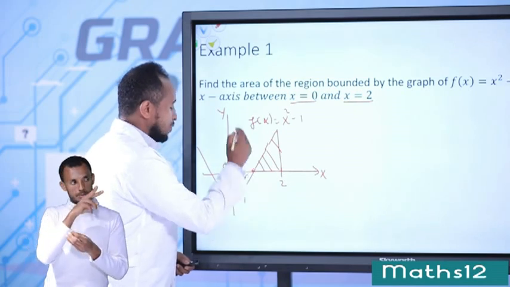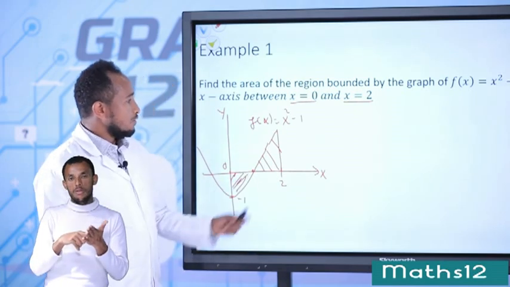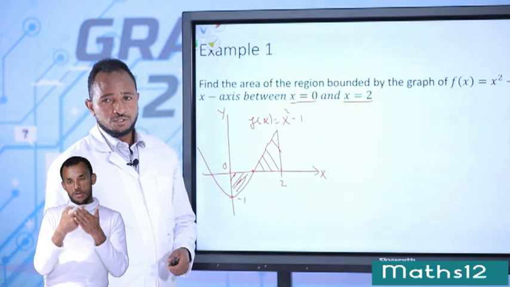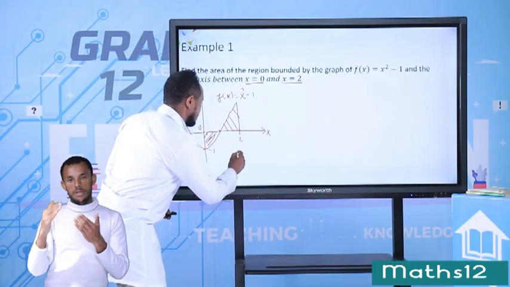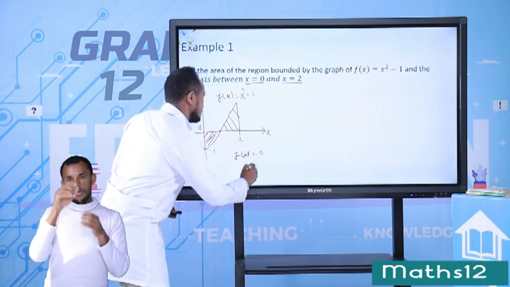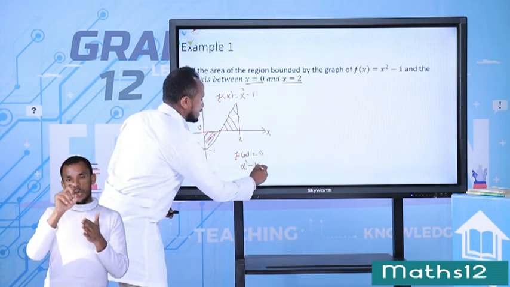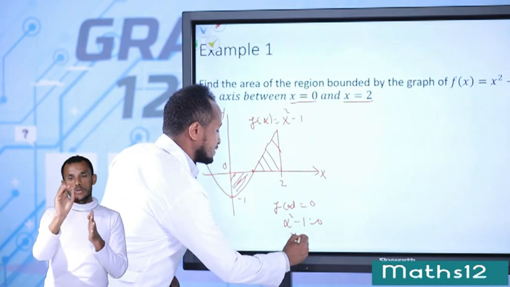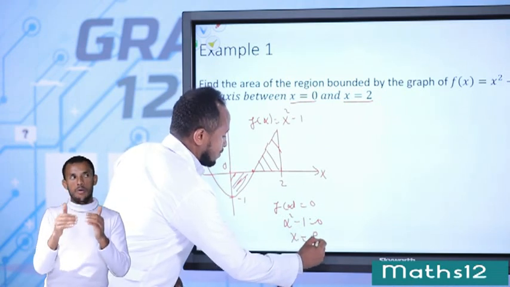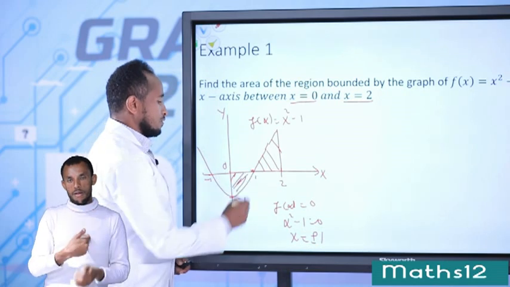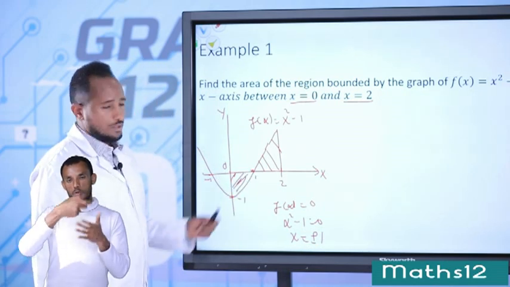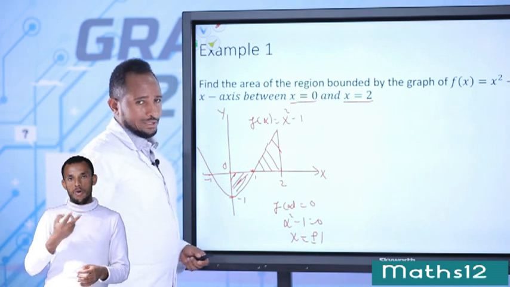So we need to find this point, the intersection of this function with the x-axis, or the zeros of this function. To find that, simply f of x is equal to 0. This means x squared minus 1 is 0. So x is equal to plus or minus 1, but minus 1 is here. So the value of 1 is here. Therefore, we have found this point.